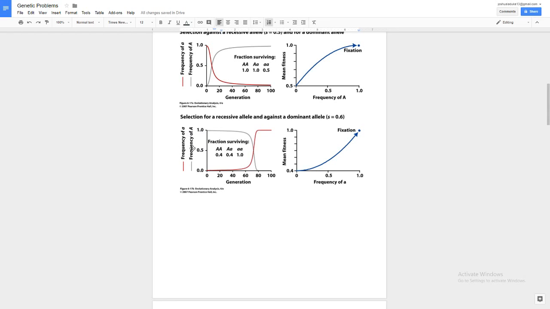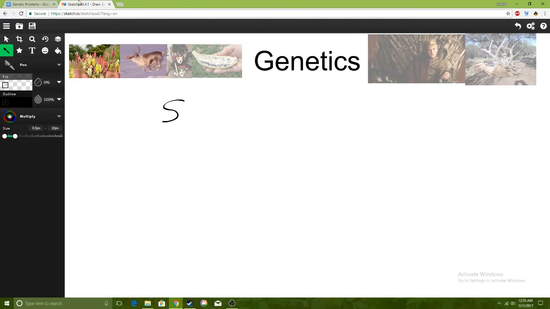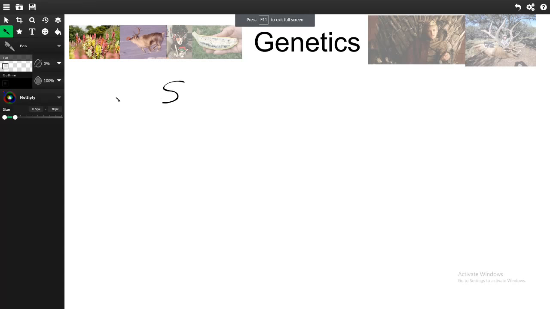So again, the frequency of the dominant allele starts towards 1. The frequency of the recessive allele starts towards 0. And it really takes a while for things to catch on. But once it happens, it spreads very quickly. You see that exponential growth again, and it'll happen slow at first, and then quickly later. So that's the general overview for that.